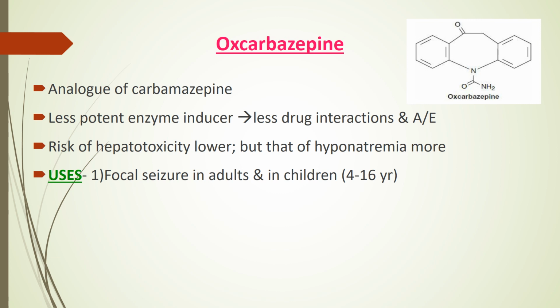Our next agent is oxcarbazepine. It's an analog of carbamazepine, which is rapidly converted into an active metabolite which takes its action. It's a less potent enzyme inducer in comparison with carbamazepine. So there are fewer drug interactions as well as adverse effects. And its hepatotoxic risk is also less. But its hyponatremic effect is more because of its ADH-like action. The major use is focal onset seizure in adults as well as in children.